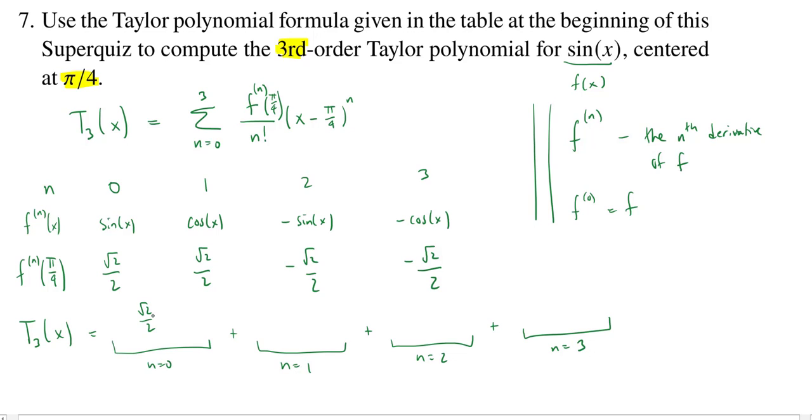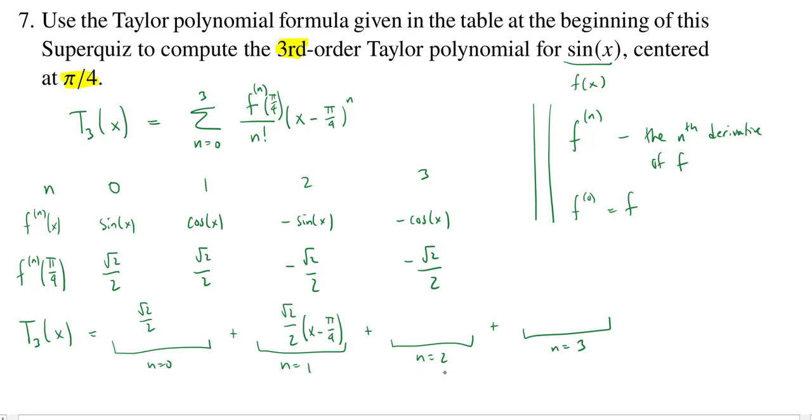That's our constant term. Now we go to the linear term, n equals 1. Again, the numerator is root 2 over 2, and we're going to divide by 1 factorial, which is just 1. So root 2 over 2 times x minus pi over 4, raised to the first power. Nothing else to write.